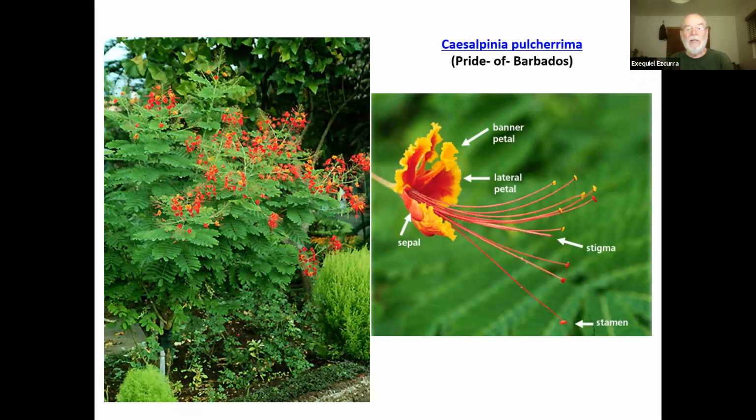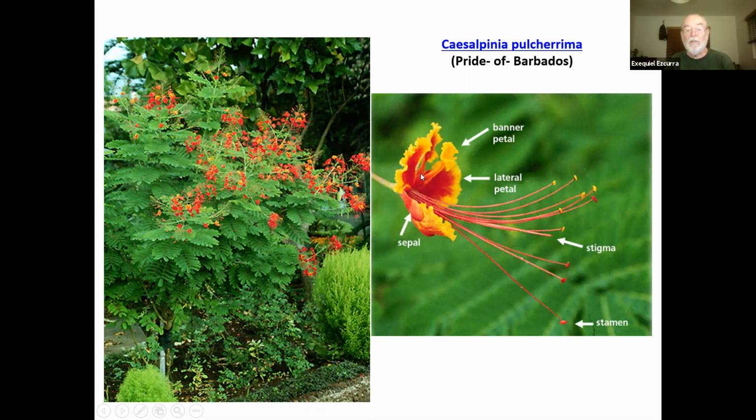Some important plants in the subfamily, Cisalpinia pulcherrima. If you've ever been to the Caribbean, you will see it all over the place, known as pride of Barbados. It's really an African plant that was introduced to the Caribbean during the horrible years of the slave trade and the plantations, the sugar plantations in the Caribbean. But it stayed behind. You can see the banner petal is fairly small.